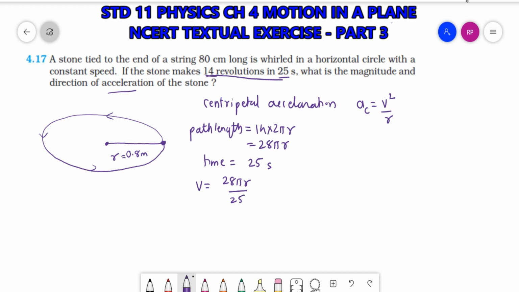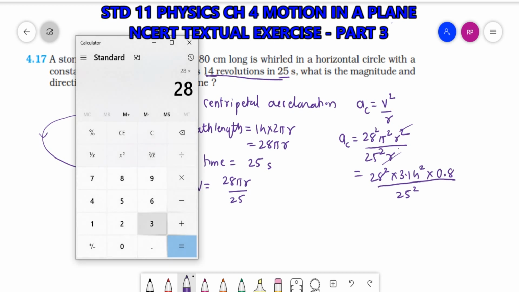Right? So the formula for acceleration v square by r, I will use v square: 28 square pi square r square upon 25 square, and this r. So one r will get cancelled. Okay. So now this will be equal to 28 square, value of pi 3.14 square, value of r 0.8 upon 25 square. So let's calculate now.